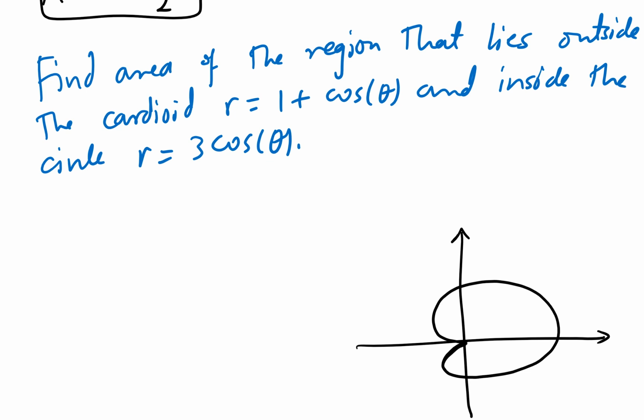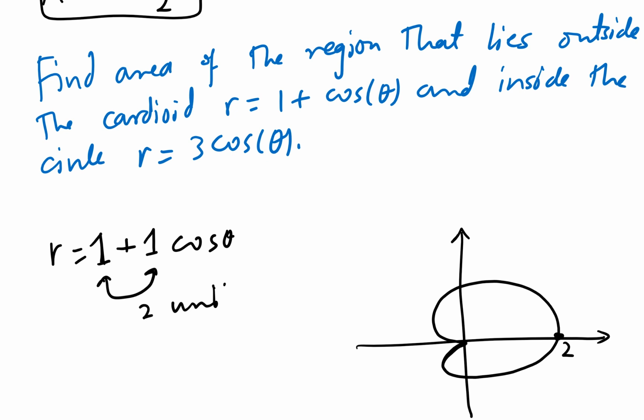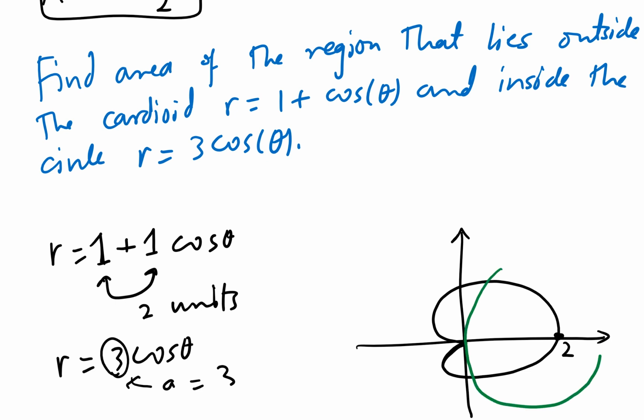And they said a circle, 3 cosine theta. Remember the cosine goes either right or left, but since it's 3 plus, it has to go to the right side. Now remember, how far does the cardioid go out? It's 2 units, because r is 1 plus 1 cosine theta. In regards to the circle, a is 3, so when we graph it we have a circle on the right side, going out 3 units.